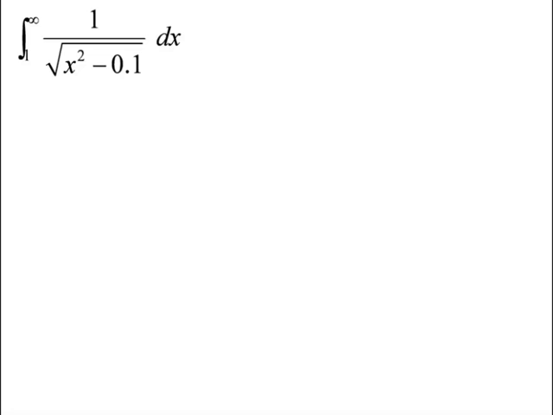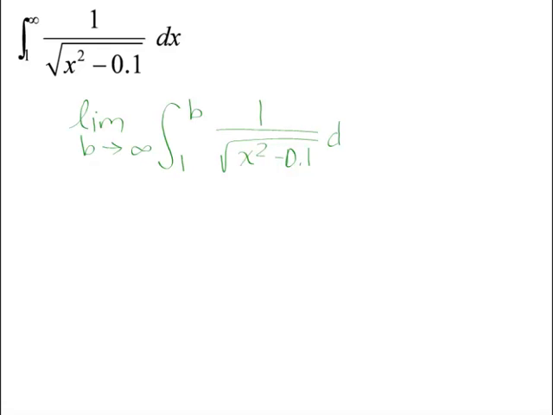That's this case here. The limit as b approaches infinity, from 1 up to b, of 1 over the square root of x squared minus 0.1 dx. Well, this is not a straightforward u substitution. I think we very quickly see we run into variable trouble right away, so it's not something we can do by hand. So let's see if this whole idea of p will help us.